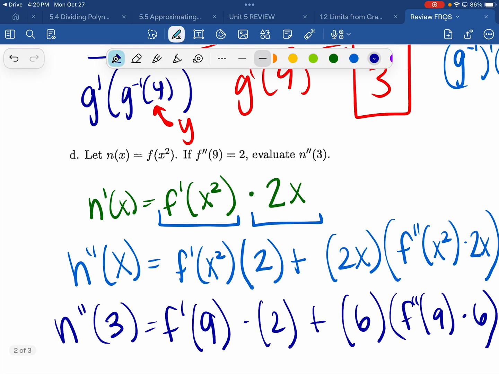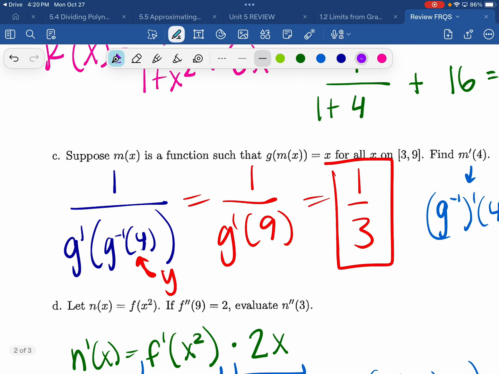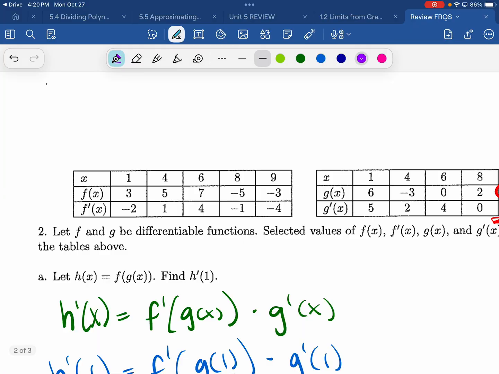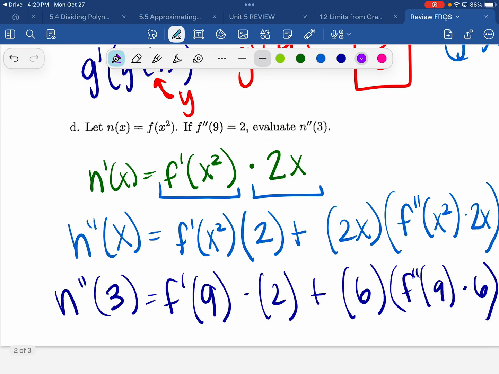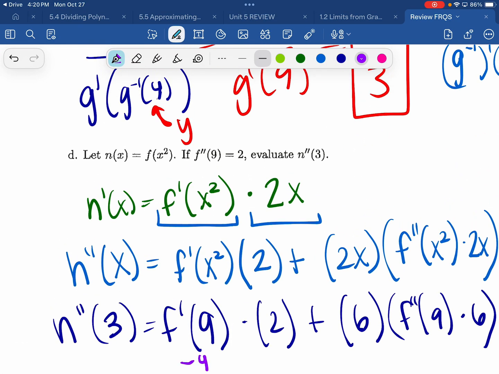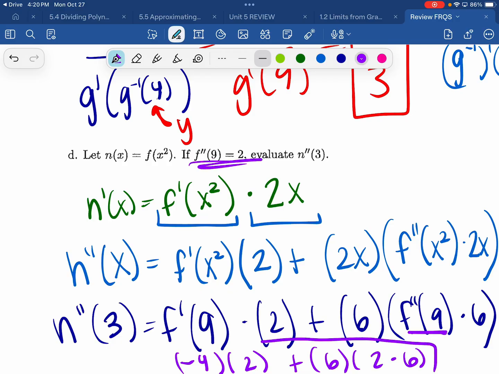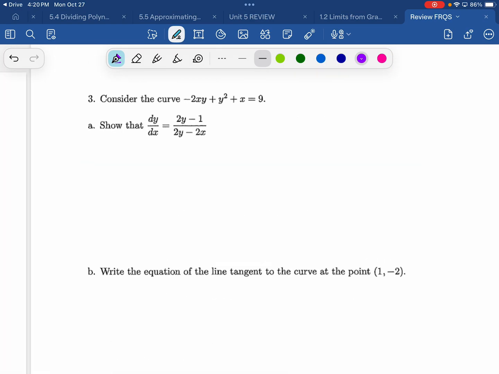Oop, I ran out of space. Okay. F prime of 9, we're going to use the table up here. F prime of 9 is -4. So -4 times 2 plus 6. And then f double prime of 9 is given to us right here. 2 times 6. And I'm going to leave it like that because I ran out of space, and so I'm not going to simplify. The last one.